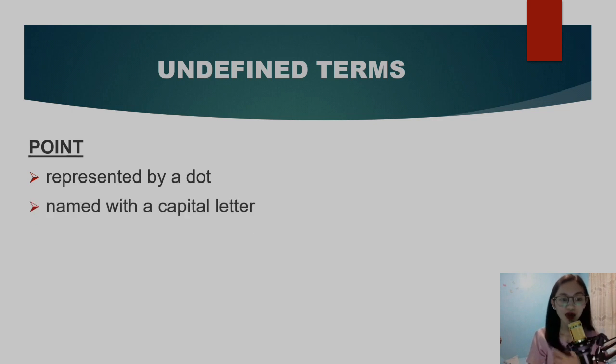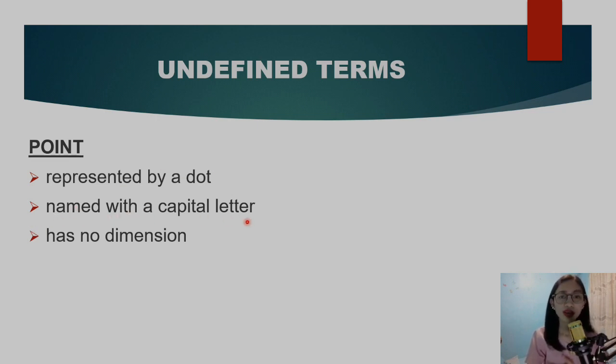The first basic concept or undefined term in geometry is the point. How would you describe a point? A point is represented by a dot named with a capital letter and it has no dimension. When we say that it is represented by a dot, ang symbol niya ay isang dot or tuldok. And then, it is named with a capital letter.